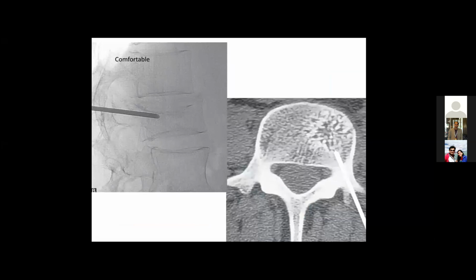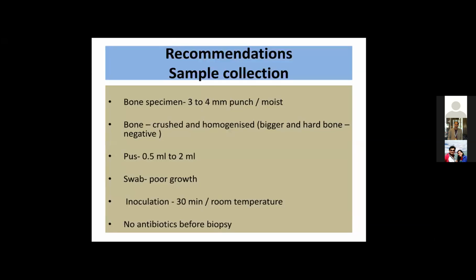To get a positive culture, there are some recommendations. For a bone specimen to give a positive culture, there should be at least a 3 to 4 mm punch. If it is a sclerotic bone, better you go for a second attempt, and if it is a moist cancellous bone, it's more appropriate. Usually, when you're giving a bone tissue for culture, what the microbiologists do is they crush it and make it homogeneous and spread it over the culture media. So with bigger, harder bone, the chance of negative culture is more.